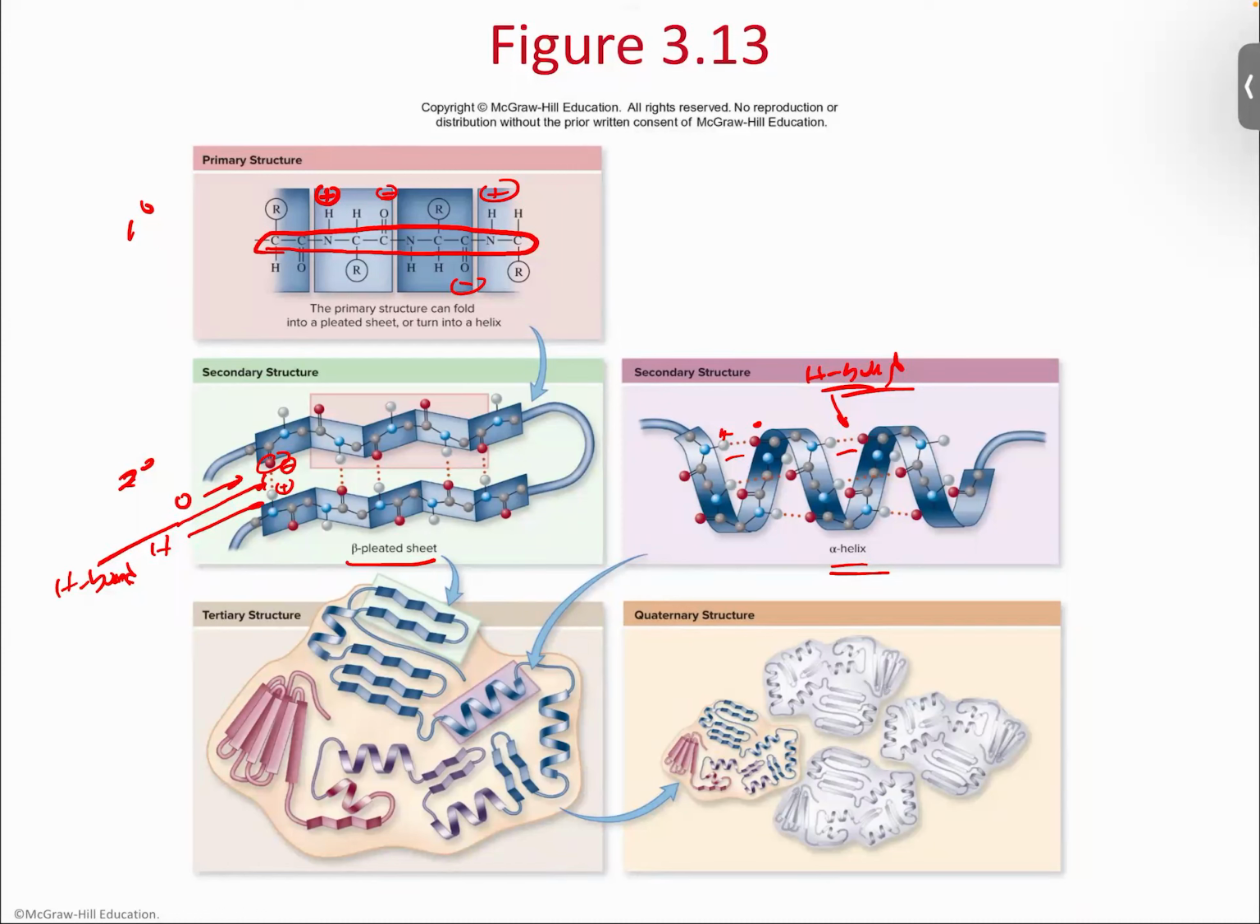Then, of course, if you take a bunch of these and wad it all up into tertiary structure, you get your globular protein. So here you can see some beta, alpha, beta. Here's an alpha helix, here's a beta sheet, here's an alpha helix. And so you wad this all up into a big globule, and this is your tertiary structure.